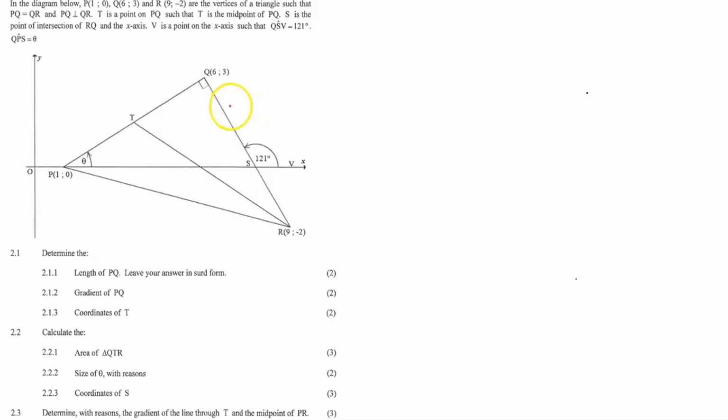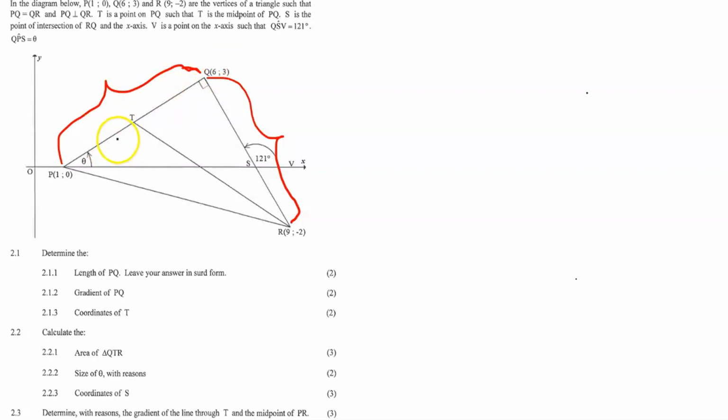In the diagram below, P (1, 0), Q (6, 3) and R (9, -2) are the vertices of a triangle such that PQ is equal to QR. So the first thing that they tell us is that this line, which is PQ, is equal to the line QR. And PQ is perpendicular to QR. As we can see, there's a 90 degrees angle there.